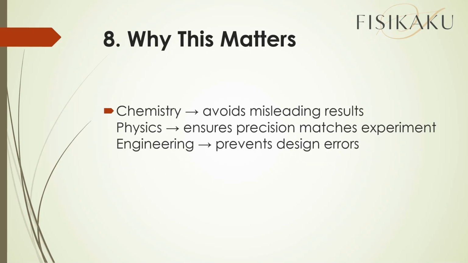8. Why this matters. In chemistry, reporting too many digits in concentrations or yields makes results misleading. In physics, reporting distances or times with the correct number of significant figures ensures that results match the precision of the experiment. And in engineering, avoiding false precision prevents errors in design and construction.